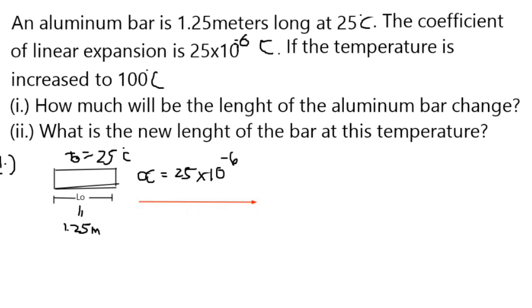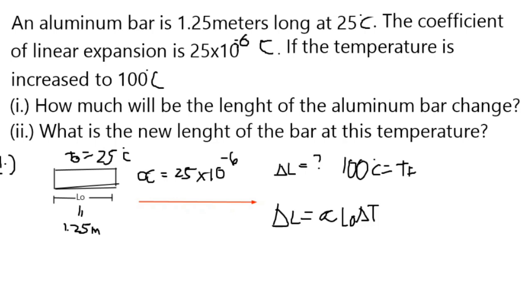So we apply the heat. The temperature increases to 100 degrees Celsius. So the change in temperature is just 75 degrees. What is the new length? First, the change in length: how much will it be? Let's just use the formula. The change in length is equal to the linear coefficient times the initial length times the change in temperature.